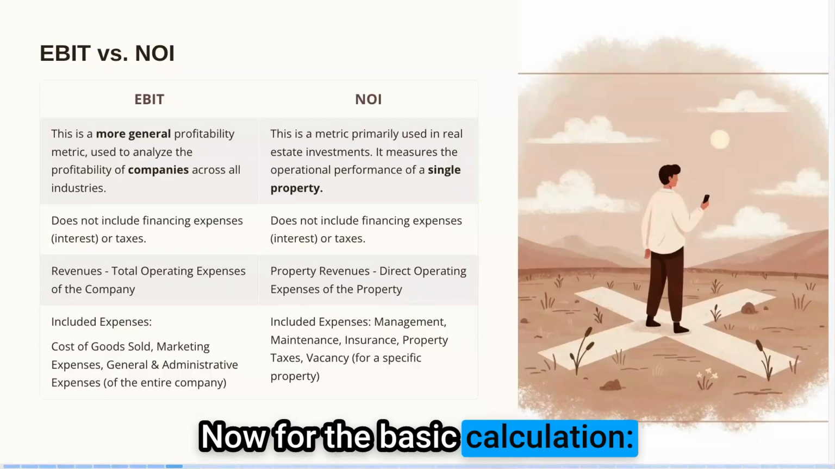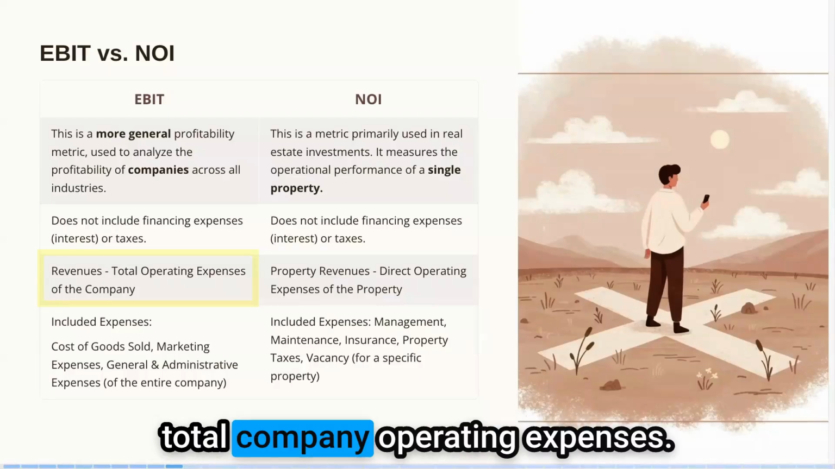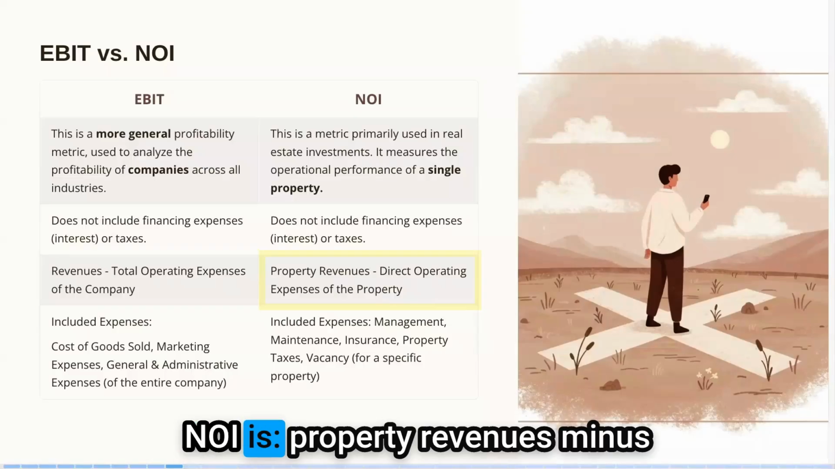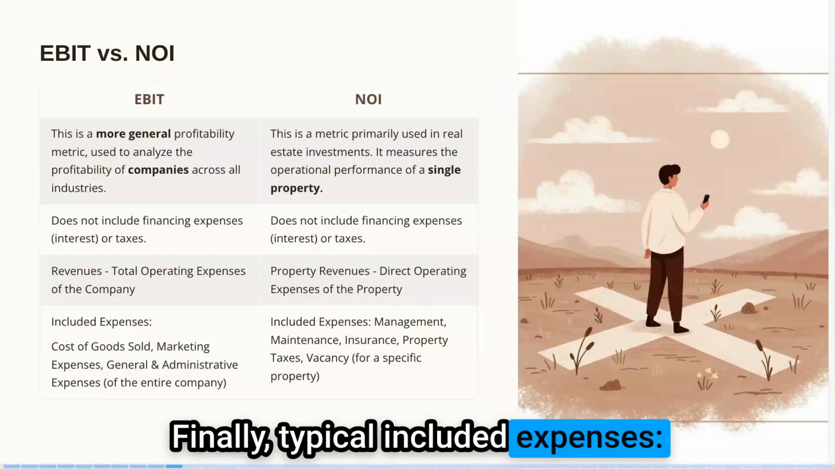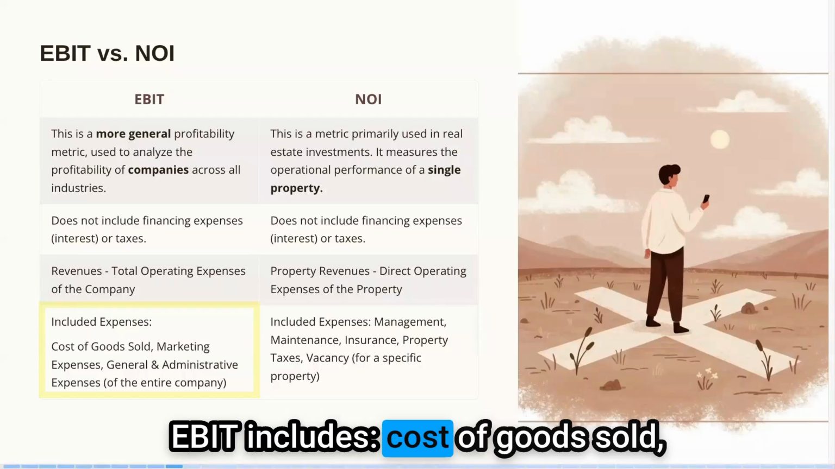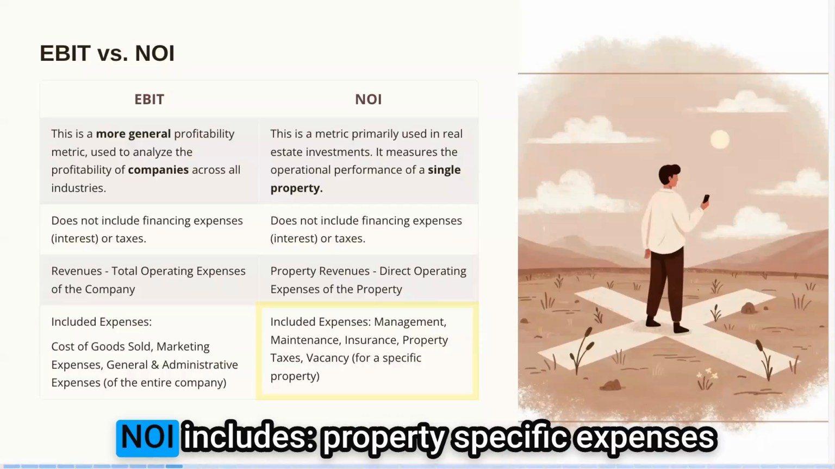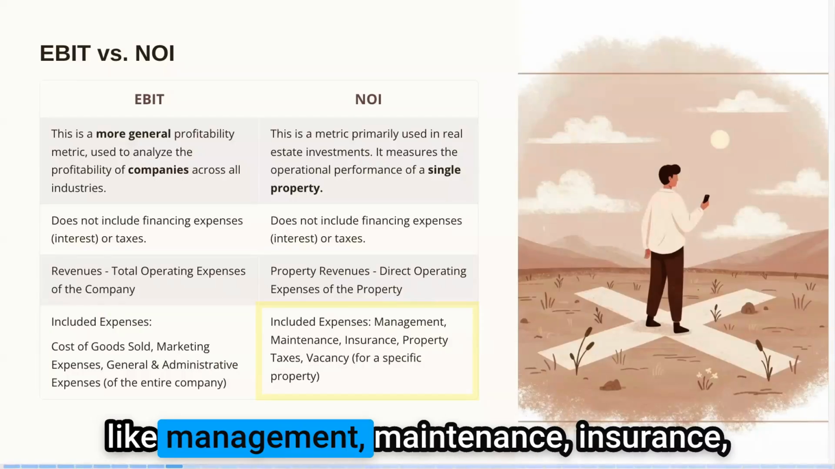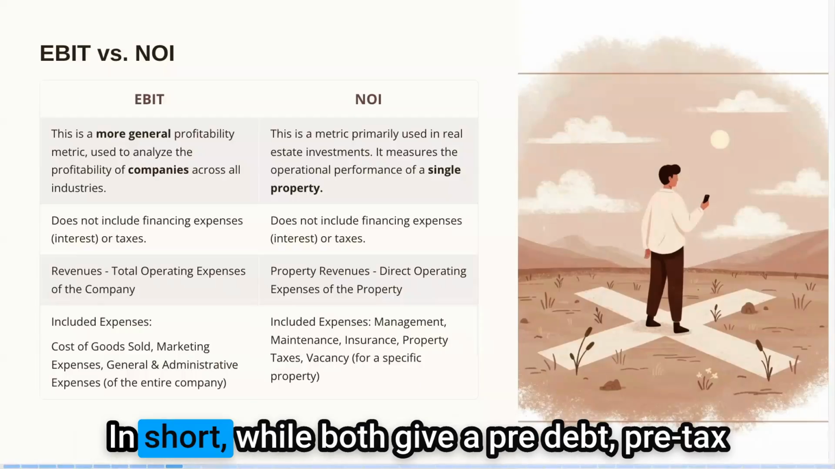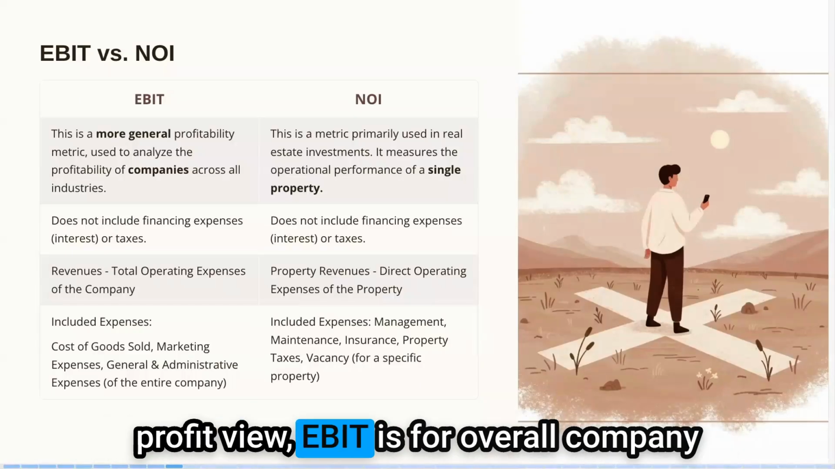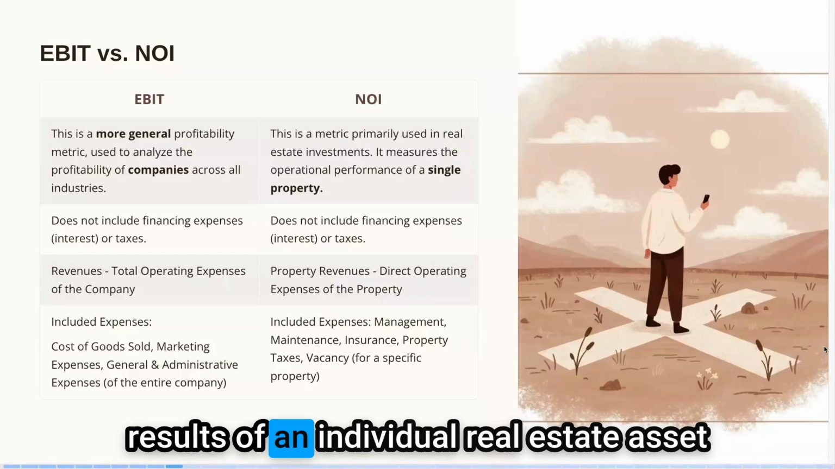Now, for the basic calculation, revenue minus expenses. EBIT is company revenues minus total company operating expenses. NOI is property revenues minus direct property operating expenses. Finally, typical included expenses. EBIT includes cost of goods sold, company-wide marketing, and general and administrative expenses. NOI includes property-specific expenses like management, maintenance, insurance, property taxes, and an allowance for vacancy. In short, while both give a pre-debt, pre-tax profit view, EBIT is for overall company performance, and NOI focuses on the operational results of an individual real estate asset.